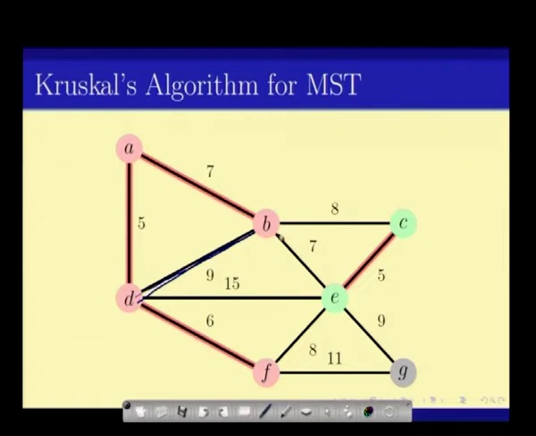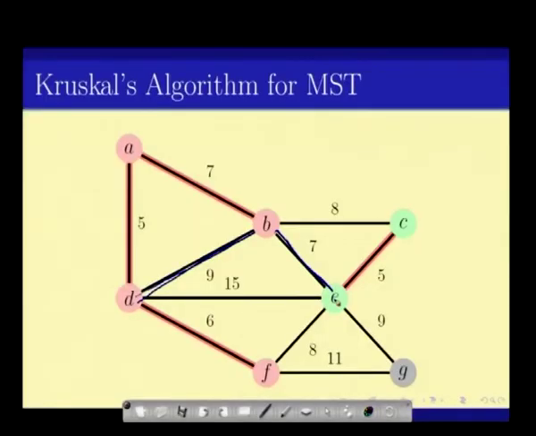But if I am looking at this edge, then one vertex is in red and another one is in green. So, I will not be introducing a cycle. This red and green coloring is how we try to understand the connected components of this graph so far, as we have chosen. By looking at whether both the vertices of an edge are the same color or not, we can tell whether I am introducing a cycle or not.